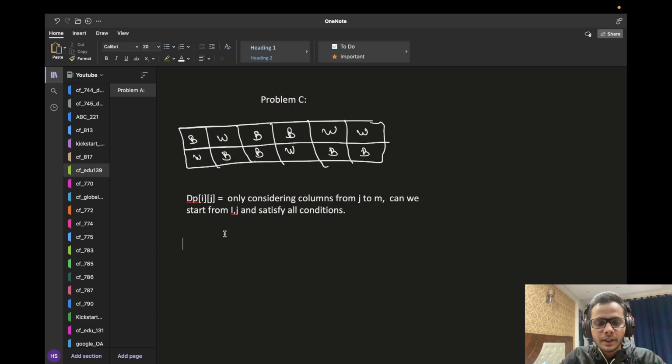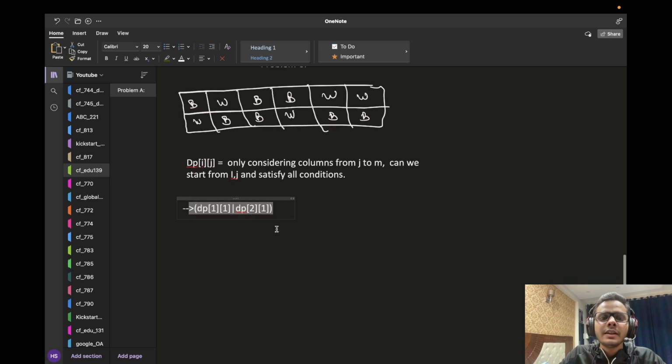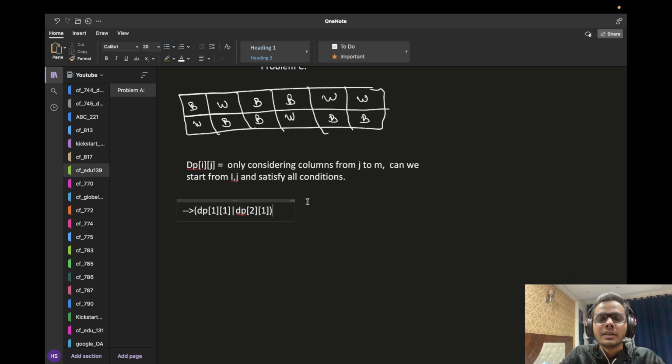So what will be our final answer? The final answer will be dp[1][1] or dp[2][1], because in the first column we'll check both the cells' dp values. If at least one of them is true, then it's possible to do it. So this is going to be our final answer. Now let's have a look at the transitions. The transitions are also pretty simple.